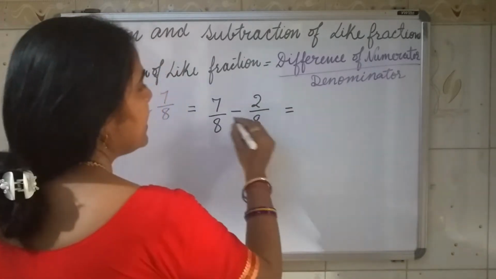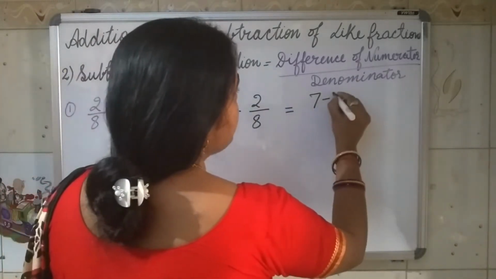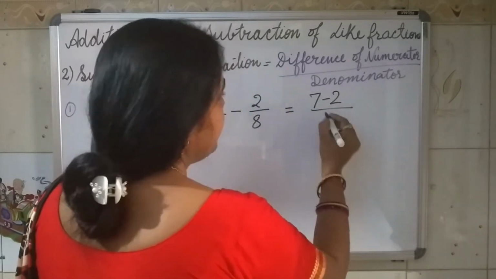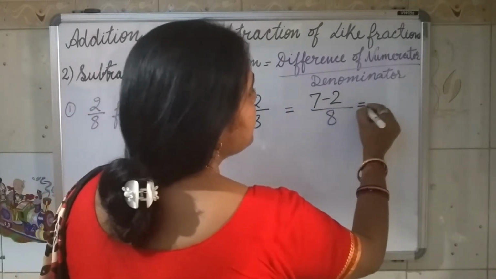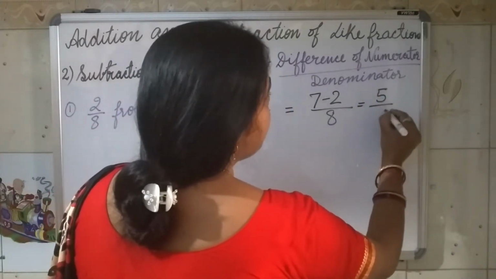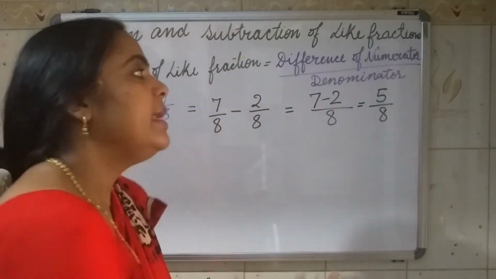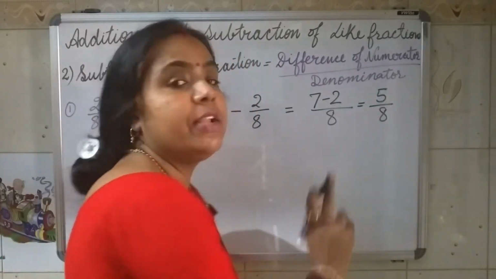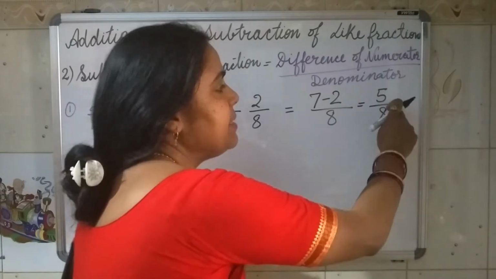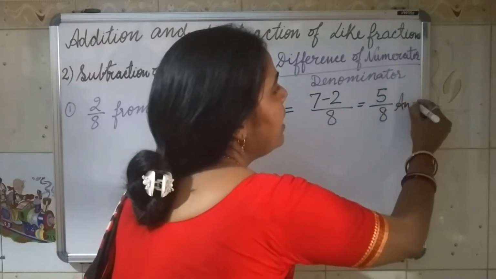Now subtraction means 7 minus 2, since we have to take out the difference. 7 minus 2 is 5 and the denominator is 8. Now it is the simplest form because both are not divisible by any of the numbers. So this is the simplest form. So this is the answer.